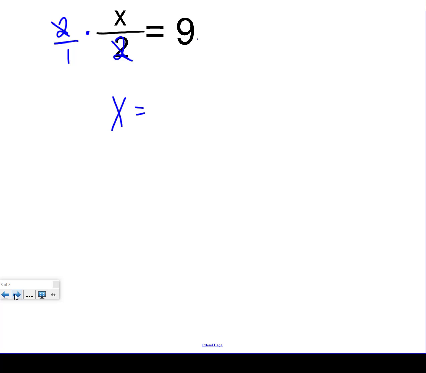And so I do the same thing to the other side. I multiply by 2. I don't need it to be 2 over 1 because 9 is a whole number. So 9 times 2 is 18. 9 and 2 are both positive numbers. Signs are the same. The answer is always positive. So this is my final answer.